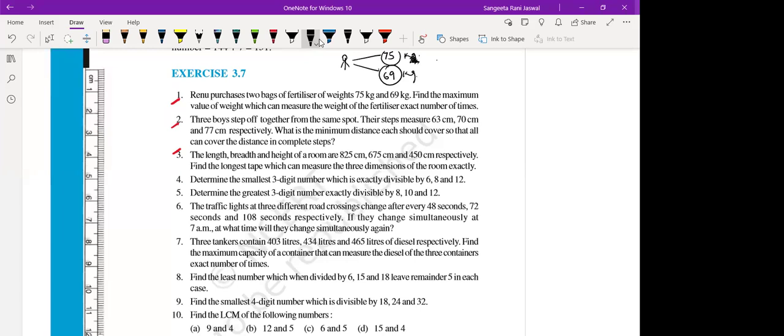Now find the maximum value of the weight which can measure the weight of the fertilizer exact number of times. So you have to find the exact measure of weight. Now suppose I have to measure these two bags with some tool, how will I measure? And that should be an exact number of times. That means there should not be any remainder, no decimal point.